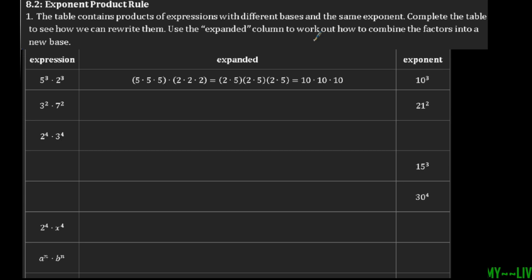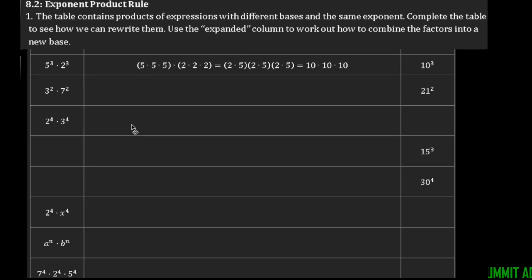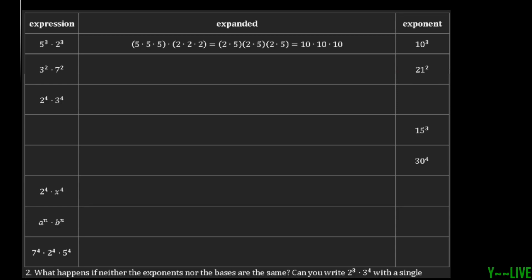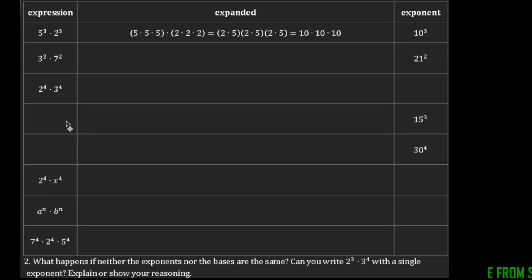So in this table, we're going to write the expanded form, which means we have that multiplied out, and we're going to talk about the products of expressions with different bases in the same exponent. It says complete the table to see how we can rewrite them, and we use the expanded column to work out and combine the factors into a new base. So let me get rid of this part right here. There we go. So that's going to be our full table.